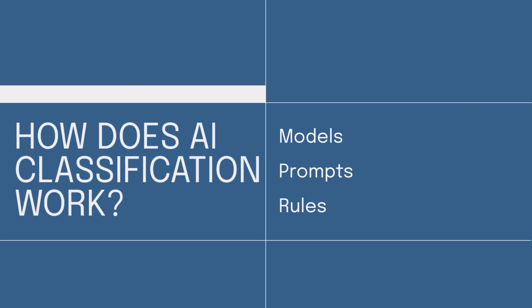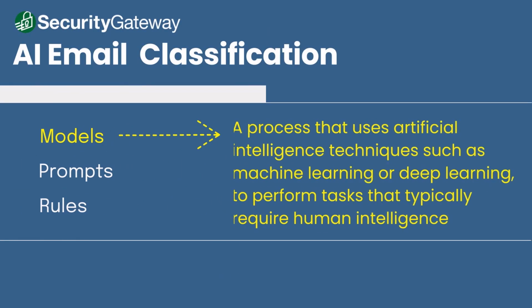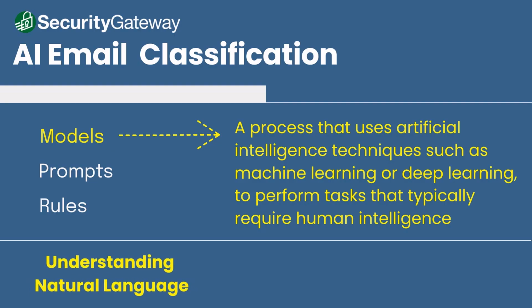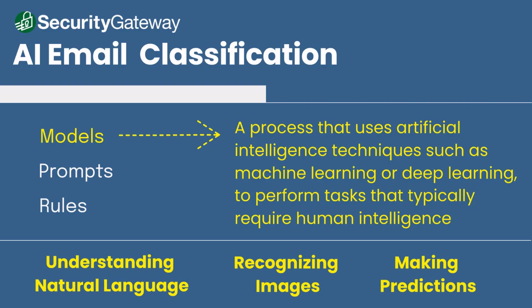An AI model is a process that uses artificial intelligence techniques such as machine learning or deep learning to perform tasks that typically require human intelligence. These tasks include understanding natural language, recognizing images, and making predictions. AI models are trained on large data sets and can learn patterns, relationships, and decision-making processes to perform these tasks automatically.